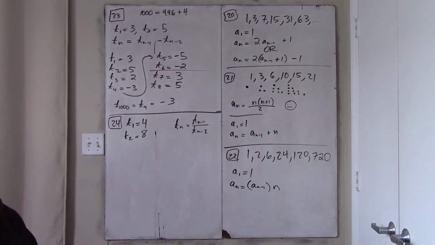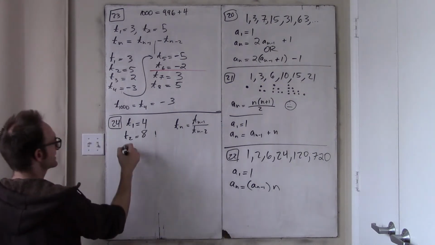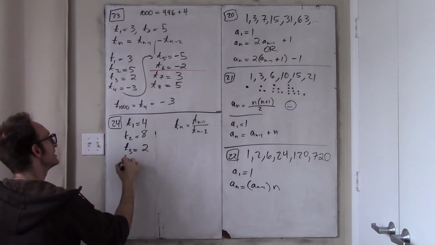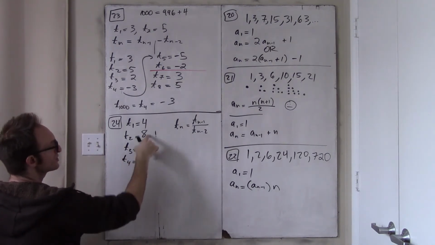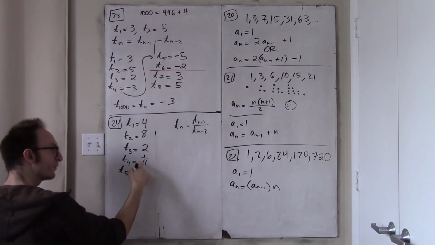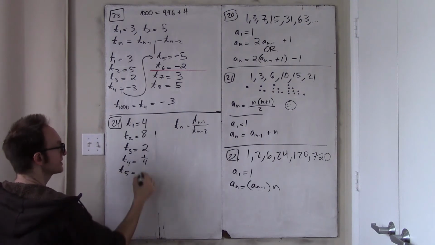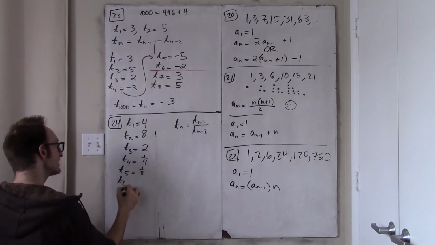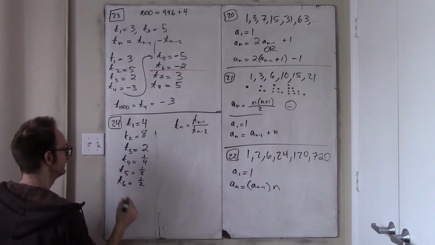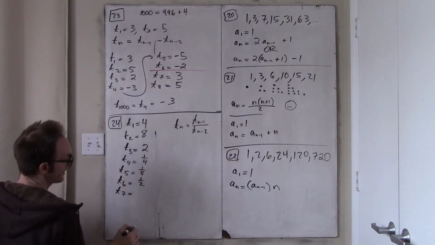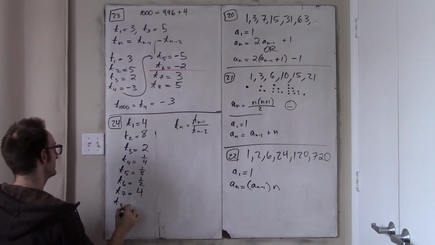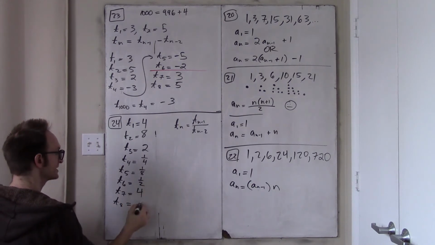And then once again, I want the thousandth term. So the first term is 4, the second term is 8. The third term is the ratio between 8 and 4, which is 2. The fourth term is the ratio between 2 and 8, which is 1/4. The fifth term is the ratio between a fourth and 2. 1/4 divided by 2 is 1/8. The sixth term is the ratio between an eighth and a fourth, which is half. The seventh term is the ratio between a half and an eighth, which is 4. And the eighth term is the ratio between 4 and a half, which is 8.